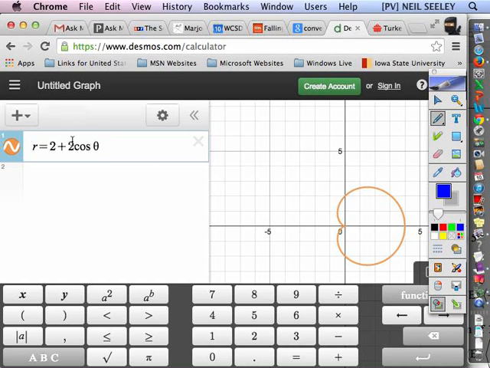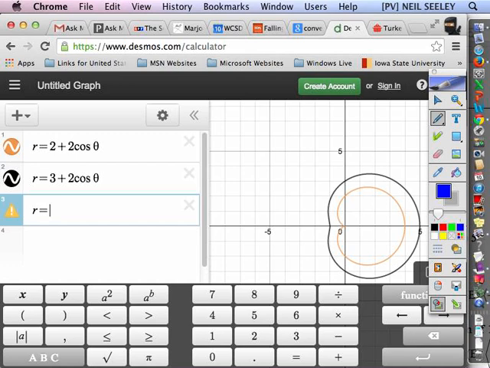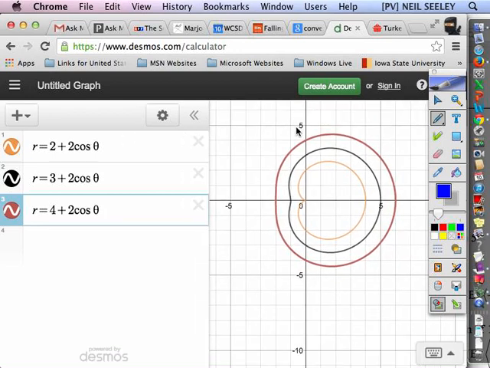What did you guys find out about 2 and 2 cosine of theta? Let's stick with cosines for a little bit. What if I make it r equals 3 plus 2 cosine of theta? Okay, what did that do to it? What if I made it r equals 4 plus 2 cosine of theta? You guys played with this the other day. What kind of generalities did you come up with for that?